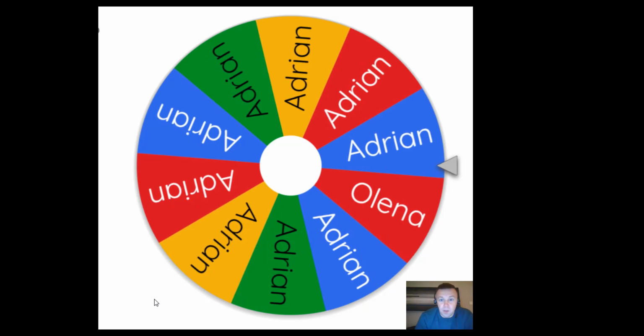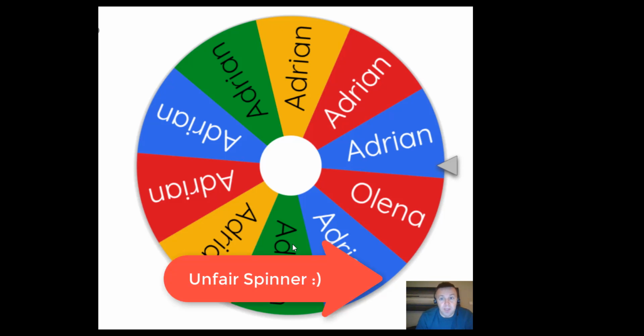Okay, so we can see I won. I won fair and square, but was it fair and square? It wasn't, of course it wasn't. It was very unfair because the odds were stacked against Olena and were in my favour. So that would be an example of an unfair spinner.